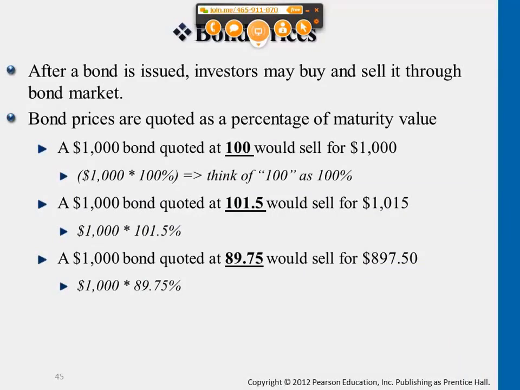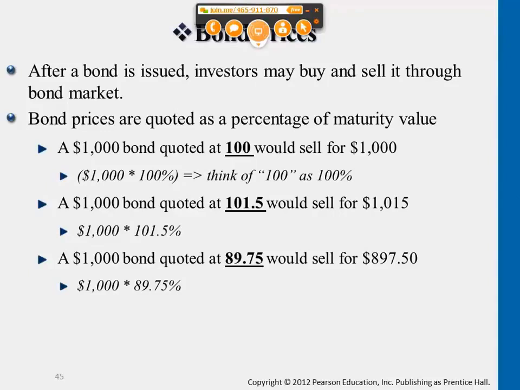Now, bond prices are usually quoted as a percentage. This part is simply telling you that if you see a bond price stated as 100, that means 100% of the bond certificate's value. So if the certificate value is $1,000 and your company is issuing it at 100, that basically means you're issuing it at exactly the bond certificate's price, 100% of it.